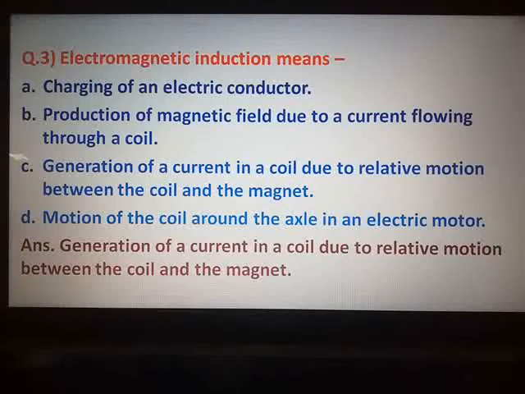Question number 4, just put a cross. It is omitted because the question is to explain the difference between AC and DC generator. As DC generator is removed, this question will not be asked in the exam. So question number 4, just put a cross.